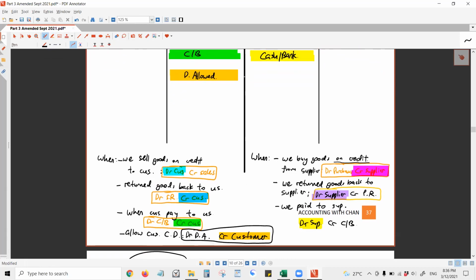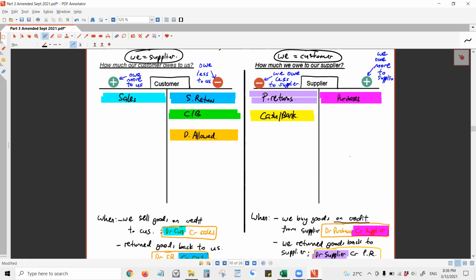Okay, lastly, we may receive cash discount. So for this, once again, I never remember what the double entries are. I just have to know where the plus and minus sign is in the supplier account. Then I know where the discount received would appear. It would be here. Why? Because that's where you have the minus sign. Okay, discount received.